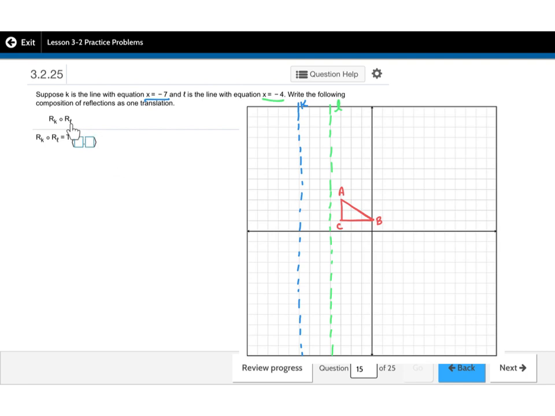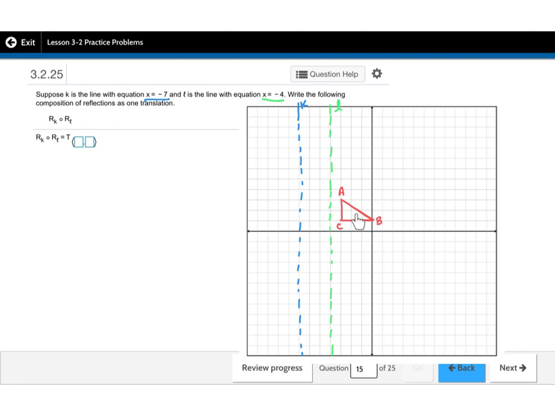And those two compositions of reflection, since those lines of reflection are parallel, one of the things I talked about in the video is that when you do a composition of two reflections across two different parallel lines, the result is the same as if we just did a single translation. So that's what this question is asking about. If I do these two reflections, what translation does that result look like? Let's investigate for a second.